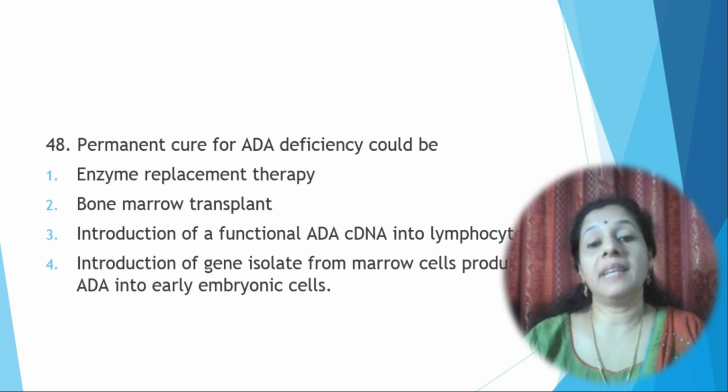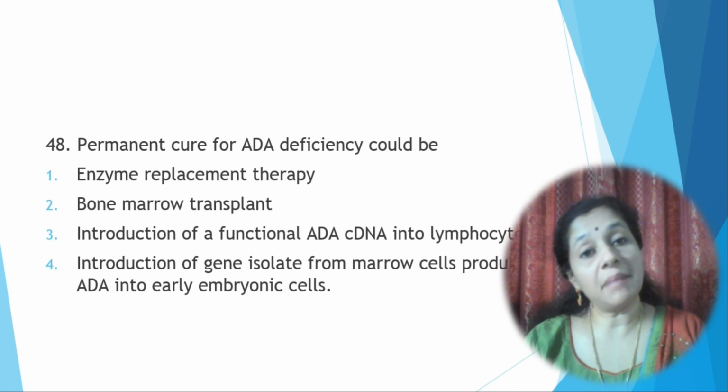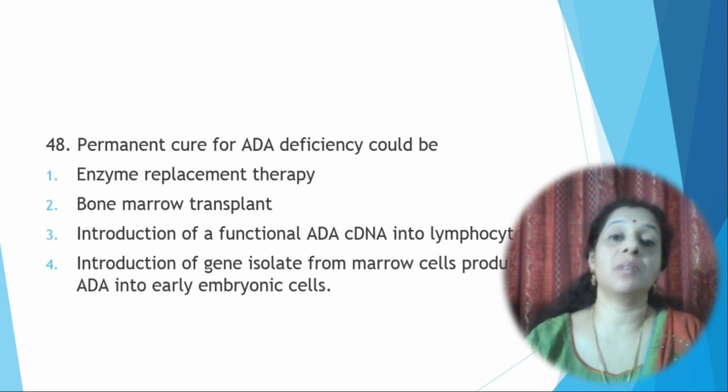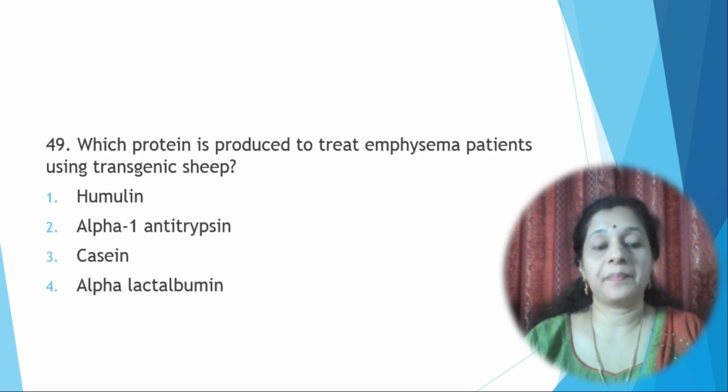For permanent cure of ADA deficiency, we can use enzyme replacement therapy, bone marrow transplant or T lymphocyte manipulation, but these are not permanent cures. If it can be done in the early embryonic stage only, it becomes a permanent cure. So here option 4 is correct. Introduction of the gene isolated from marrow cells producing ADA into early embryonic cells.